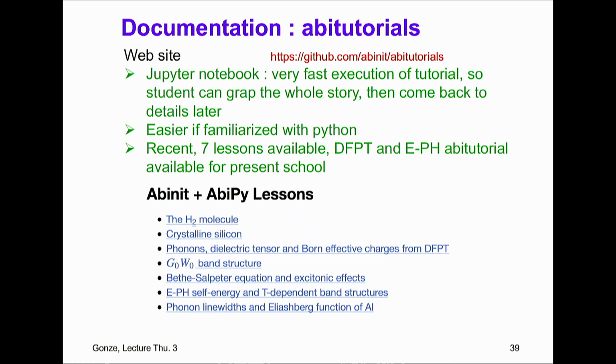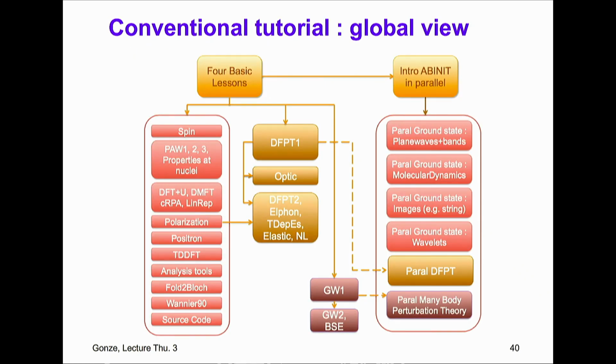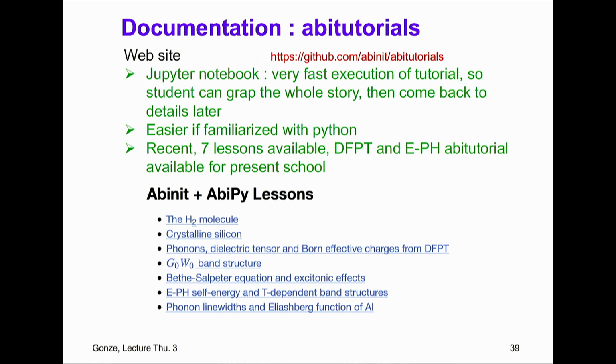The list of what is available here is presented: the H2 molecule, very simple, crystalline silicon, and then phonons, dielectric tensor, and Born effective charges from DFPT, GW band structure, Bethe-Salpeter equation and excitonic effects, and then electron-phonon self-energy and temperature-dependent band structure, and phonon linewidth and Eliashberg function of aluminum. Let's go to a small demo, if I can.